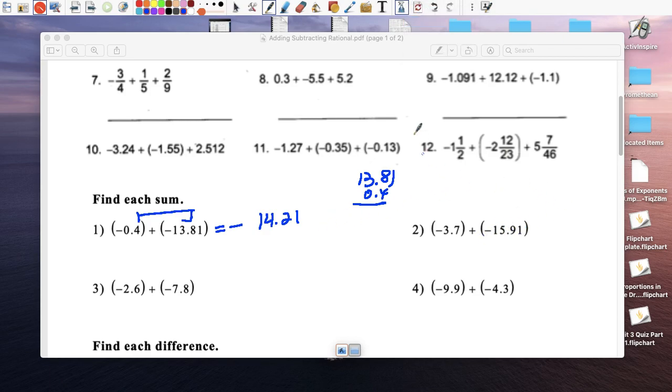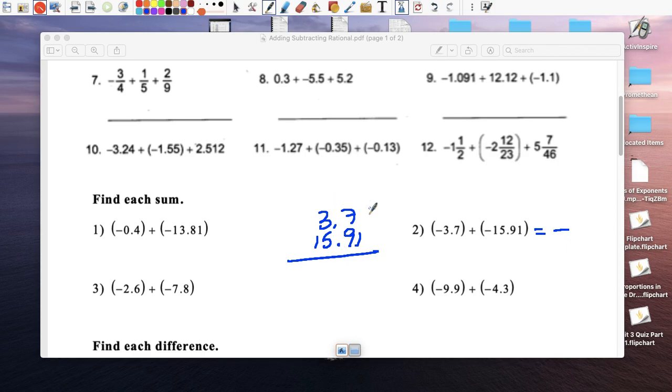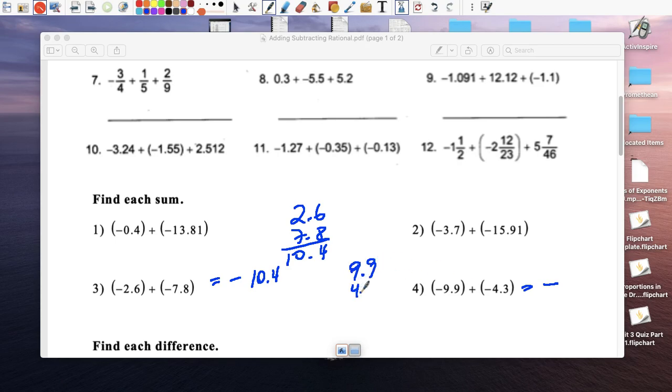These two, again, same thing. We're adding two negatives, so the answer is negative. It's 3.7 and 15.91. Just be careful with lining up your decimal. So negative 19.61. At the bottom, again, two negative numbers, so the answer is negative because you're just combining the two and going further left on the number line. It's 2.6 and 7.8, which gives us negative 10.4. Same thing, all negatives, so the answer is negative. 9.9 and 4.3 is going to be negative 14.2.